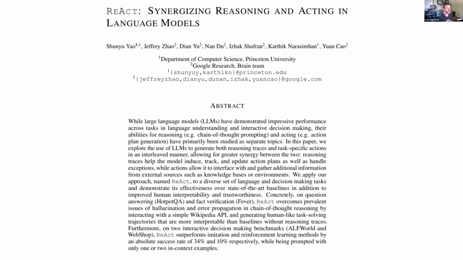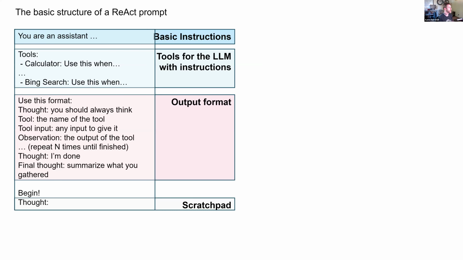So one of the most seminal papers here is this paper about the React system, where it's trying to get reasoning and acting to work together with language models. But the gist of this is this. You give it a prompt that essentially says, hey, you're an assistant, you're going to do some stuff. We're going to give you some tools.